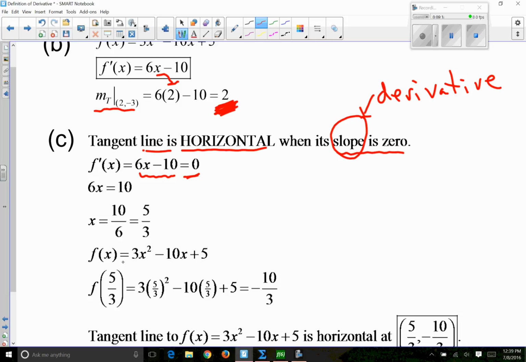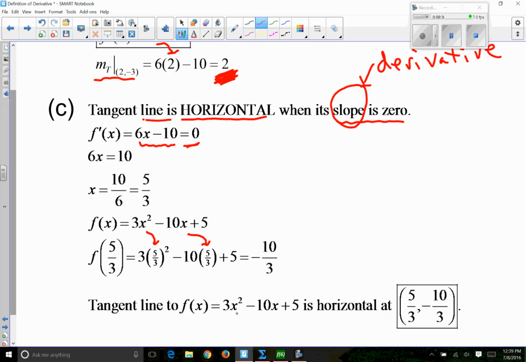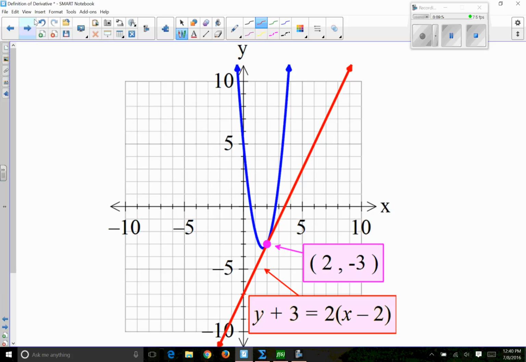When x is 5/3, f of 5/3 is 3 times 5/3 squared minus 10 times 5/3 plus 5, which you can calculate to be negative 10/3. So the tangent line to this given function is horizontal when x is 5/3, and when x is 5/3, y is negative 10/3. And here's a picture to show what we did for part A.